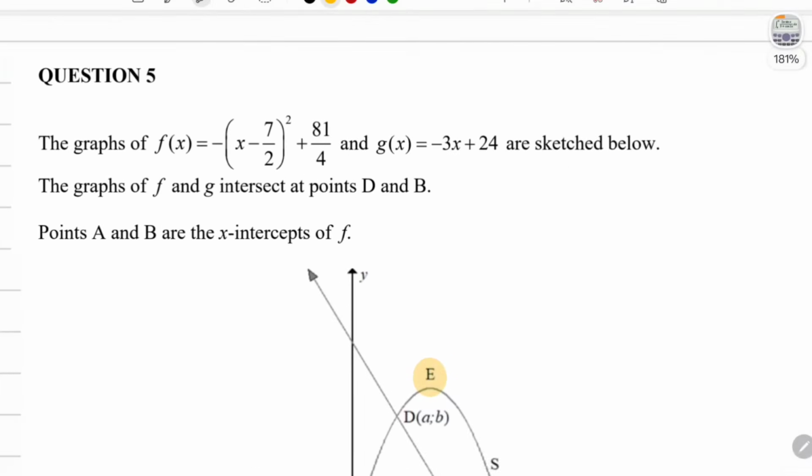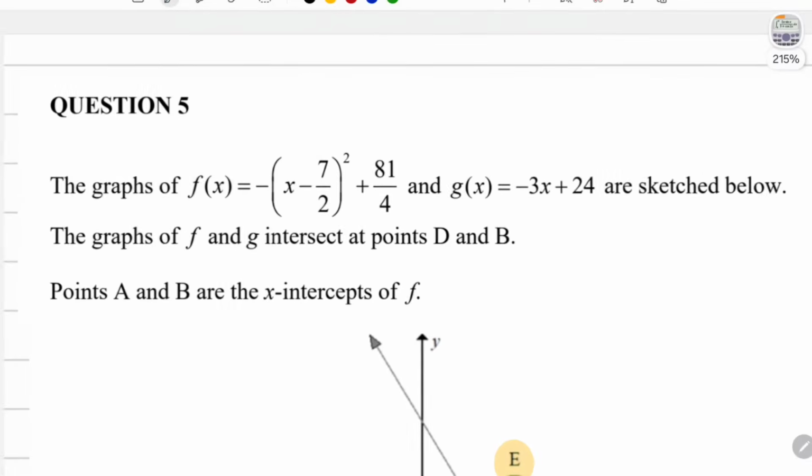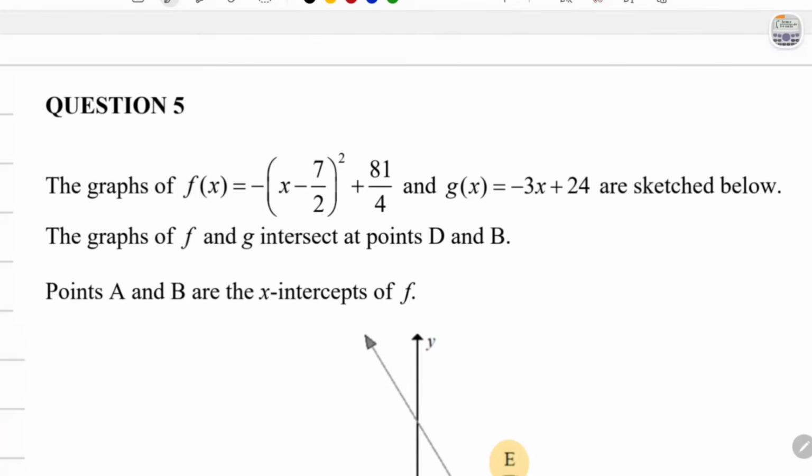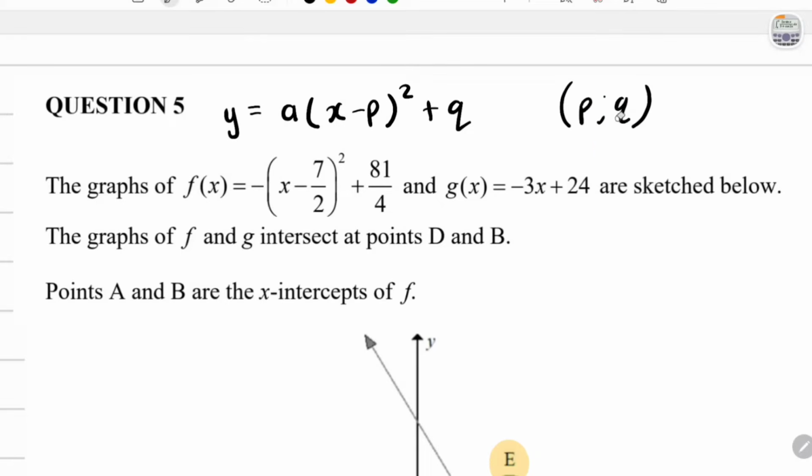So we are at an advantage here because they gave us this parabola in turning point form. And turning point form is y equals a multiplied by x minus p all squared plus q. So you see the value of p and q, that would be the coordinates of your turning point. Please notice that this says x minus p, right? But we have a positive p here. So you see x minus 7 over 2. So 7 over 2 is your p value.